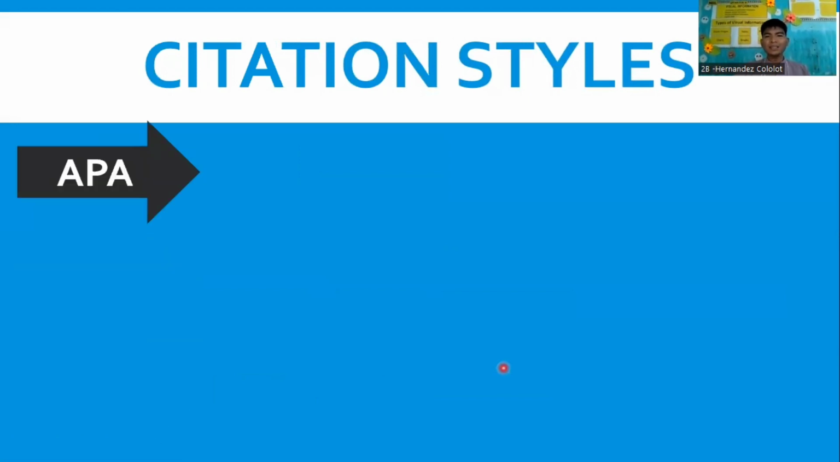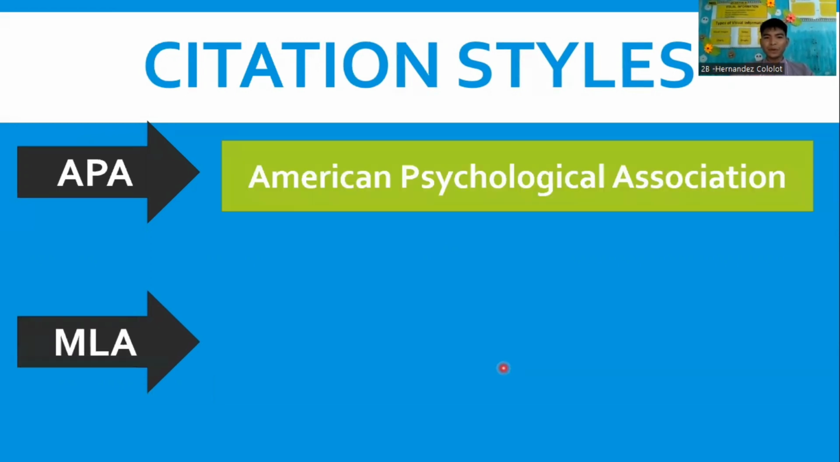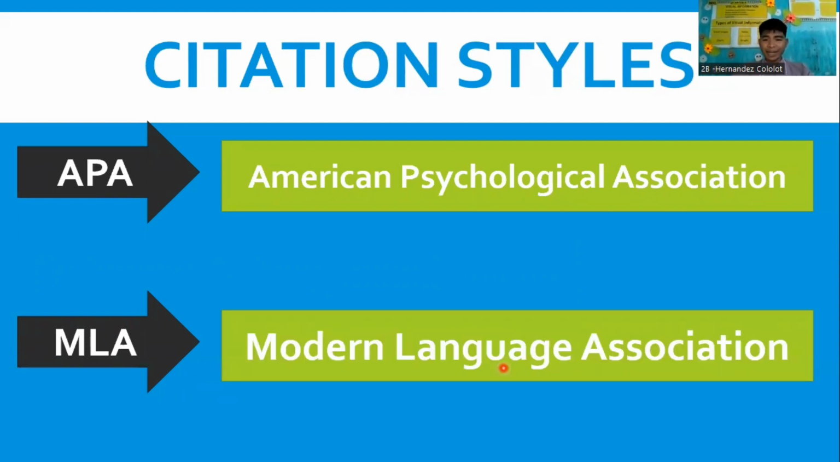Now let's move on to the citation styles. There are varied citation styles in the Philippines and in the whole world, but I am recommending only two, because these are the most famous citation styles I have encountered. The first is APA, and the second is MLA. APA stands for American Psychological Association, and MLA stands for Modern Language Association.